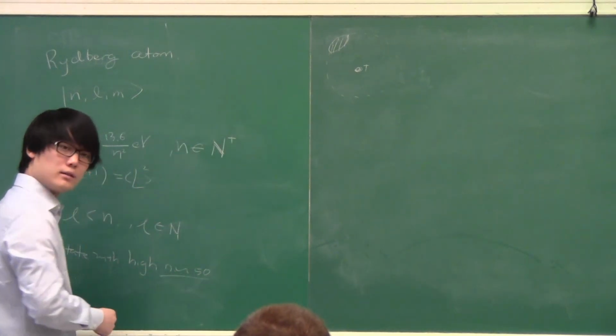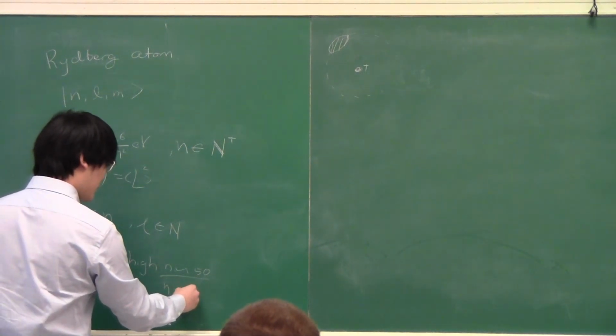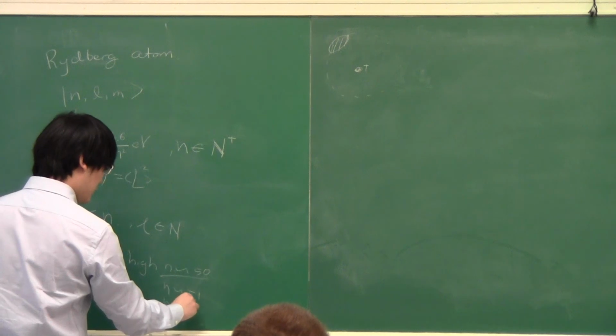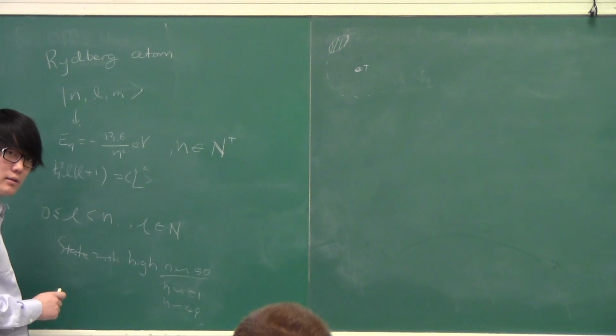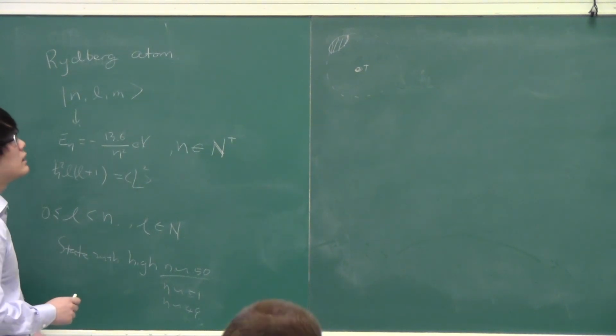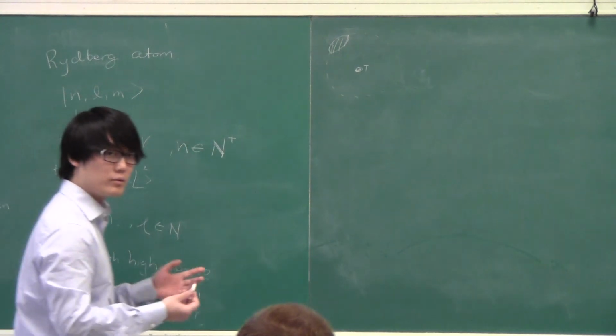not only the n around 50 is contributing, but also maybe n equals 51 and n equals 49. And we need to sum over all of these states. What's going to happen is when you sum over all of these states and you think about time evolution, the wave packet is moving with different frequencies. And we know that when we have a wave packet composed of different frequency components, it's going to evolve with the group velocity.